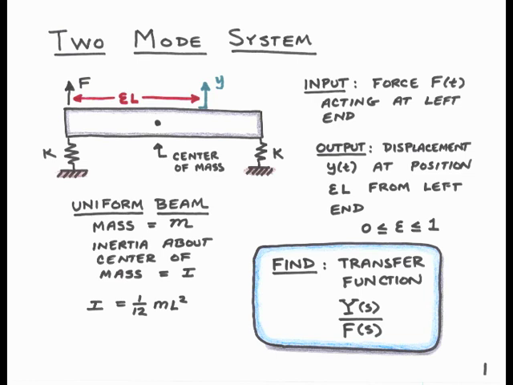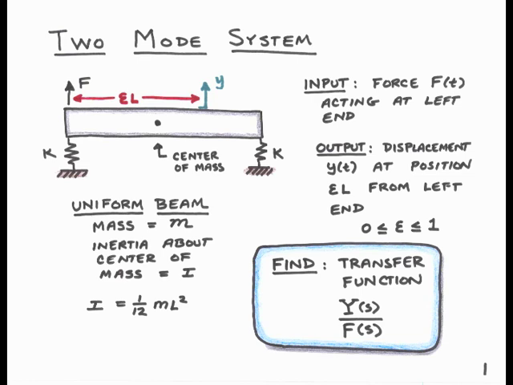L is the length of the beam, so epsilon is just the fraction locating where we're taking the measurement. So if epsilon equals 1/2, then we're taking the measurement precisely at the center of the beam. If epsilon is equal to 1, then we're taking it at the right end of the beam. What we're going to do is examine how the transfer function varies with epsilon.